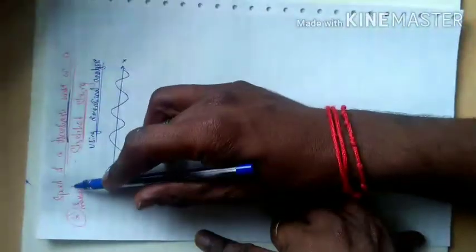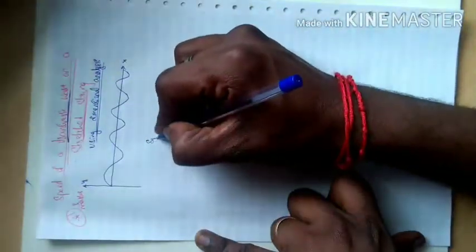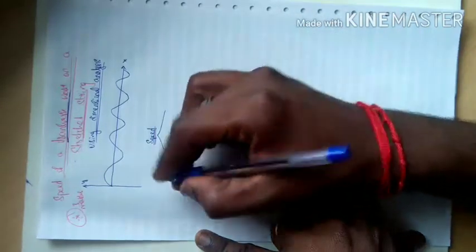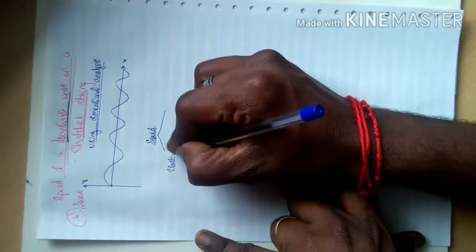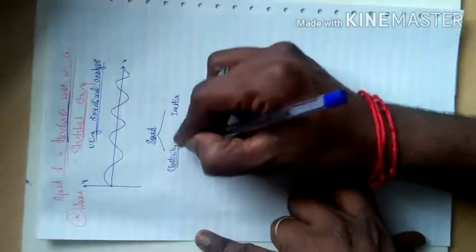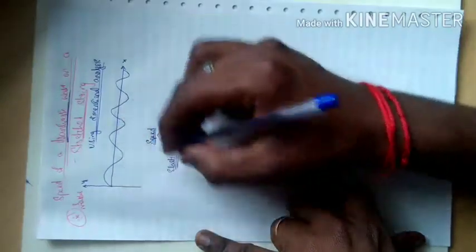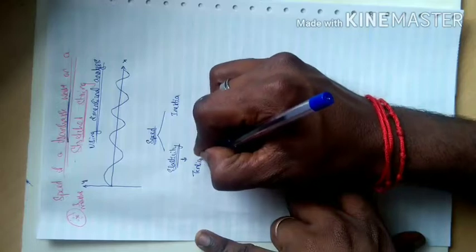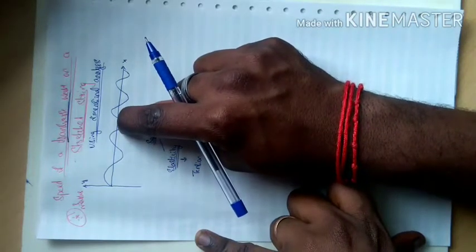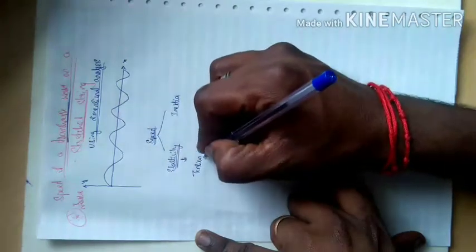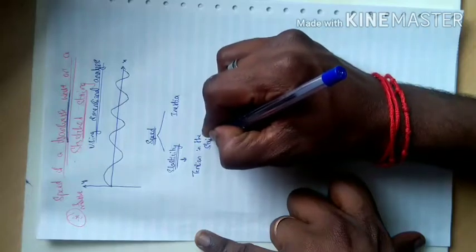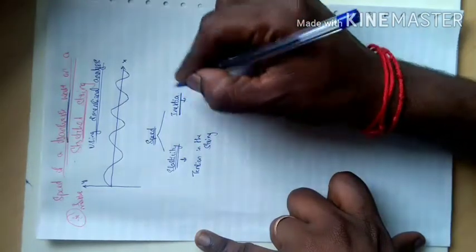Just now I said, in the previous topic, a very important note: speed depends mainly upon two factors. Am I right or not? One is elasticity. Another one is the inertia of the medium. Here, what is the elasticity? It is nothing but tension. Due to the tension only, when you pluck it, it restores to its original position. So the elasticity property here is the tension in the string. And that string has some mass.